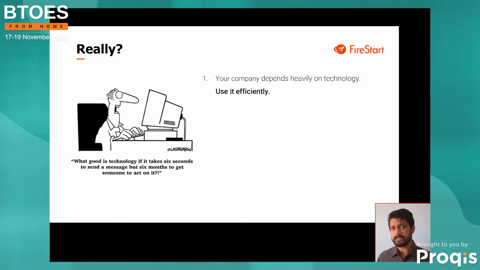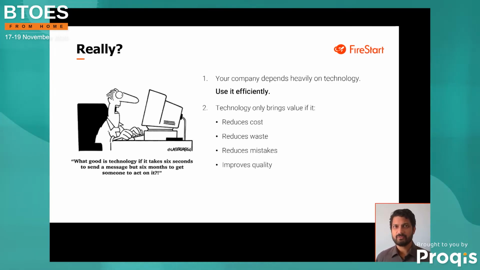Are you using technology efficiently? Is it bringing value to your organization? Is it bringing value to your operations? Or is it creating its own series of problems and issues that you need to troubleshoot all the time? And is it aligned with your business processes? Is it enabling the automation of your business processes, which is ultimately what we're talking about today?